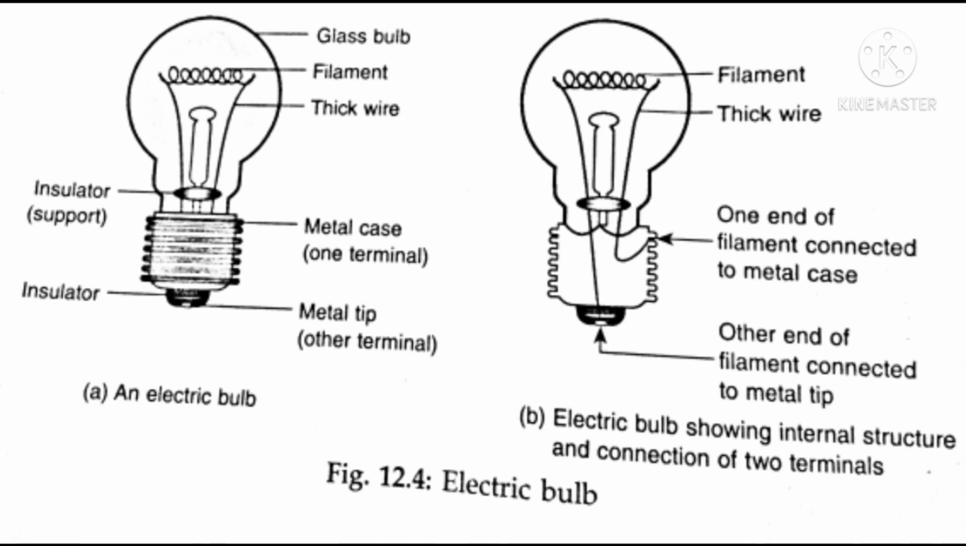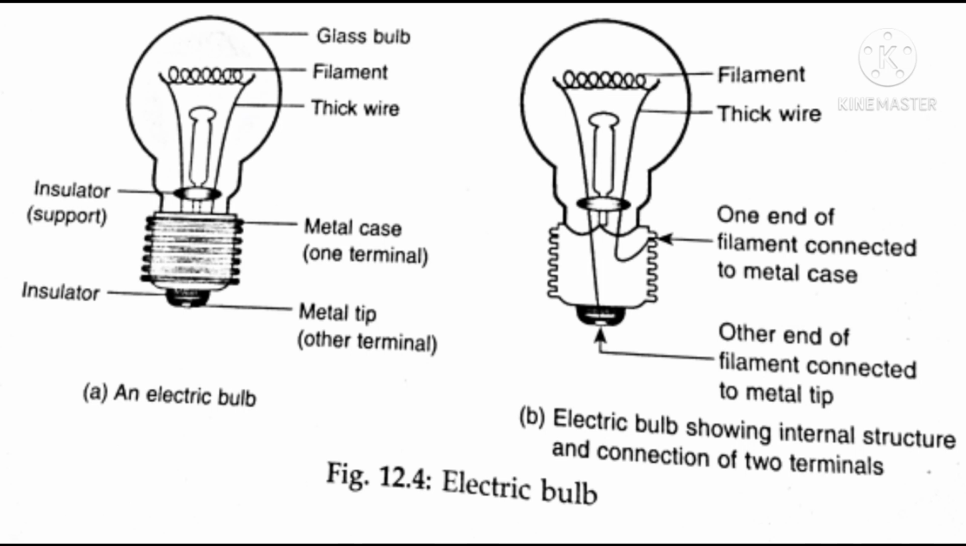Two thick wires inside the glass bulb provide support to the filament, which is thin and long. They also make the connection of the filament to the outer circuit. One thick wire is connected to the metal case at the base of the bulb, whereas the other wire is connected to the metal tip at the center of the base.